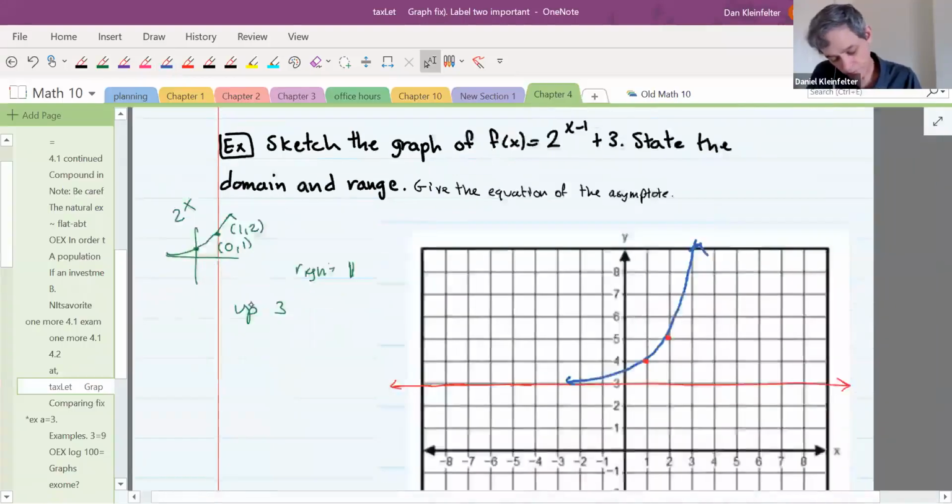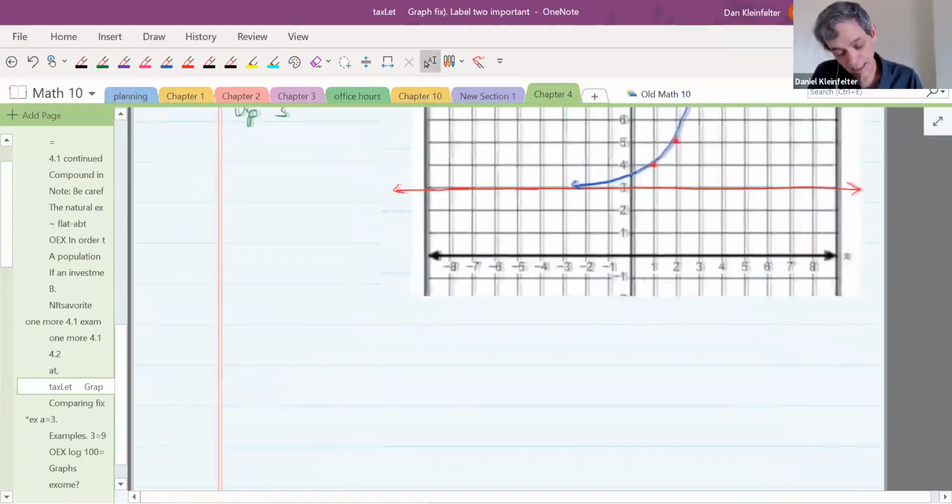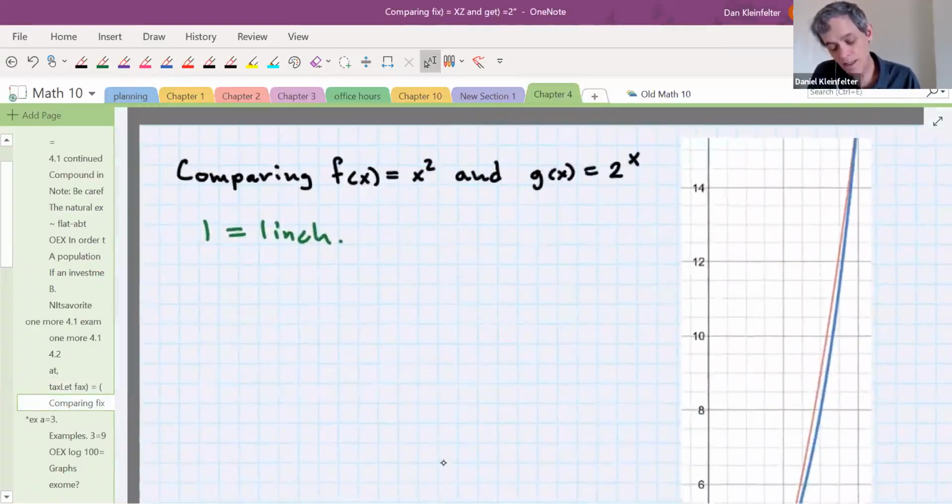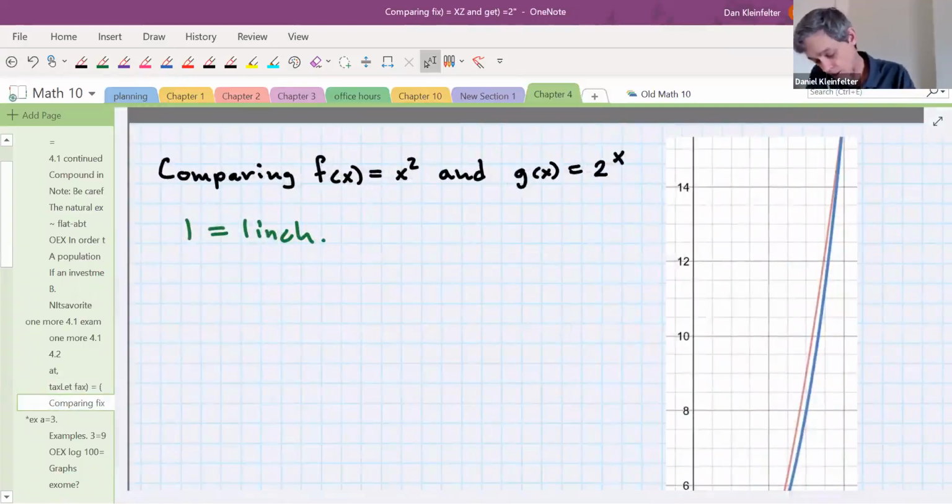Okay. All right, so the last thing that I wanted to do out of this section was really compare the growth rates for x squared and 2 to the x.